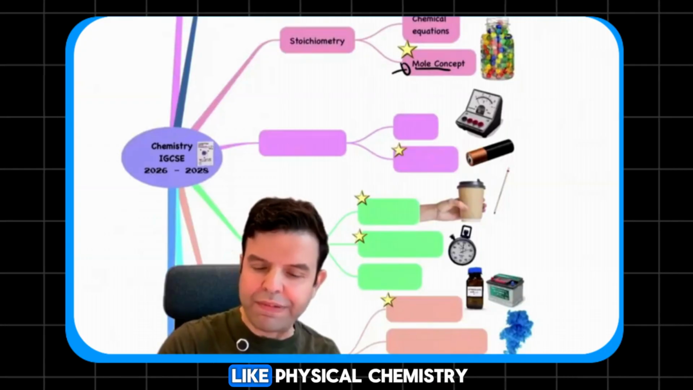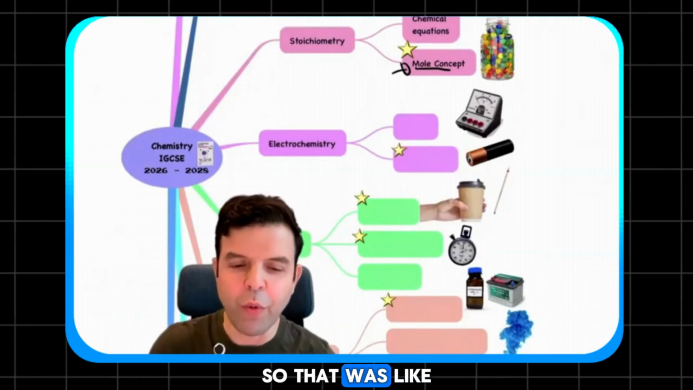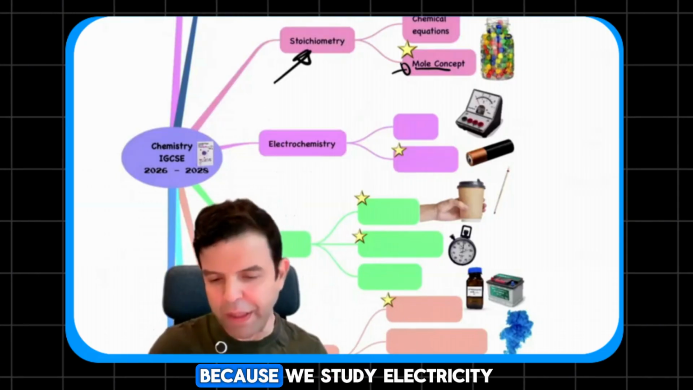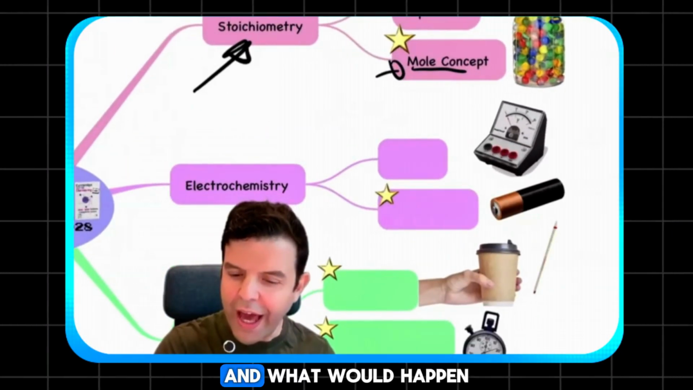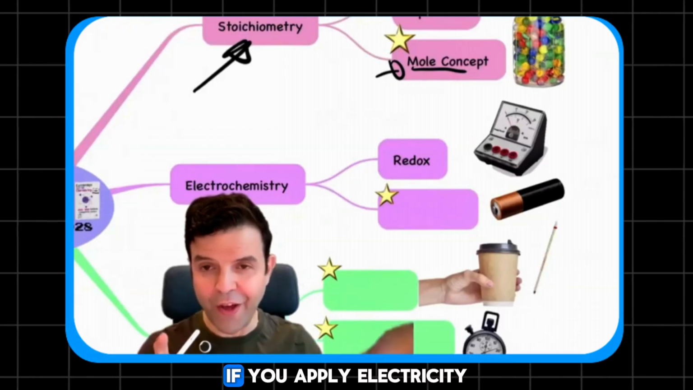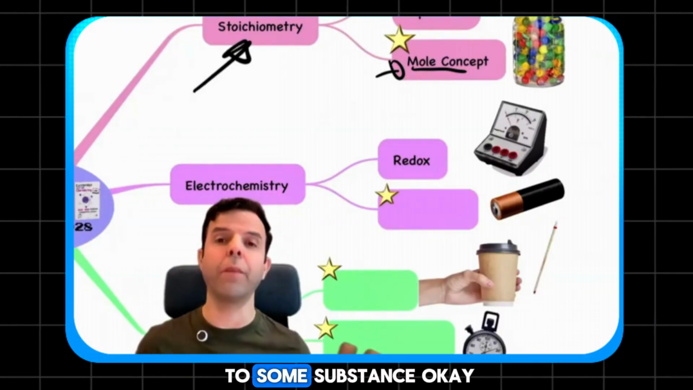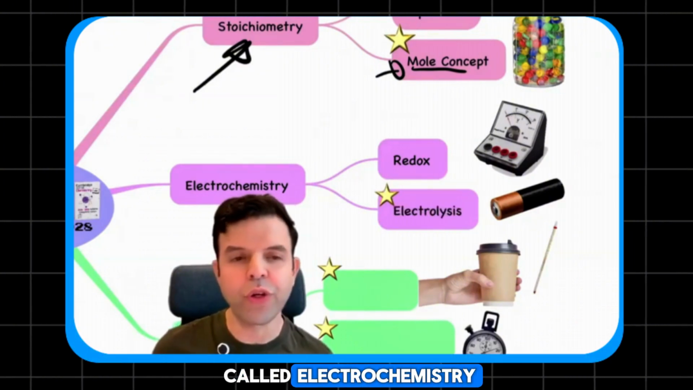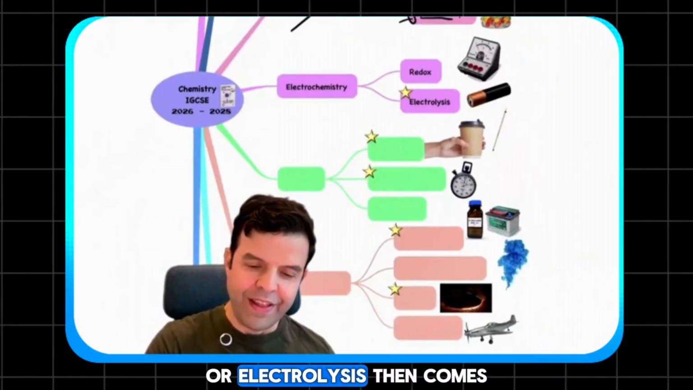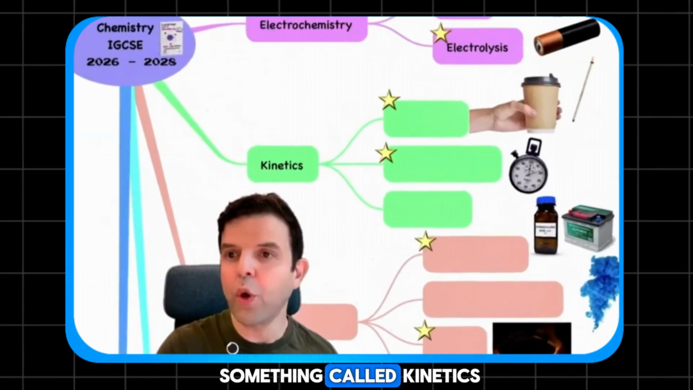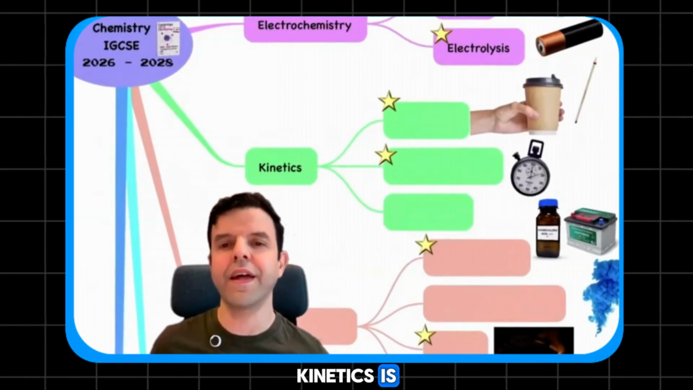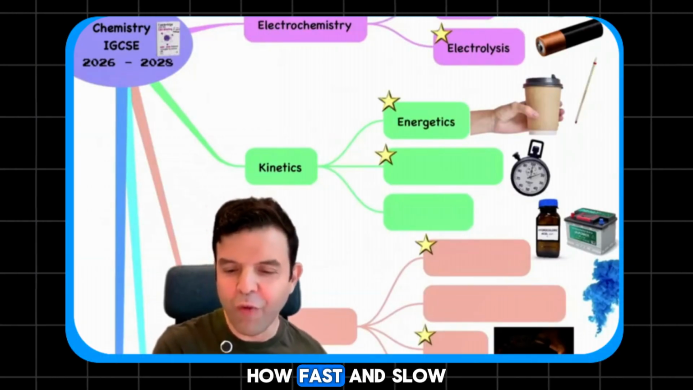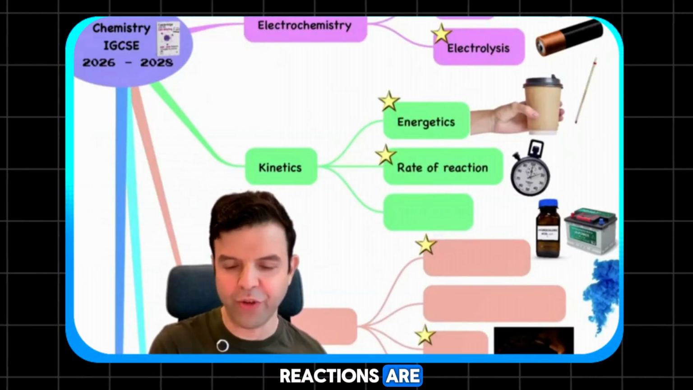Then we have physical chemistry. So that was the math part of chemistry. This is like physics and chemistry together because we study electricity, and what would happen if you apply electricity to some substance, okay? So we study something called electrochemistry or electrolysis. Then comes something called kinetics. Kinetics is how you could determine the speed of reactions, how fast and slow reactions are.